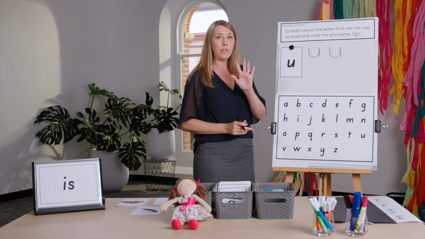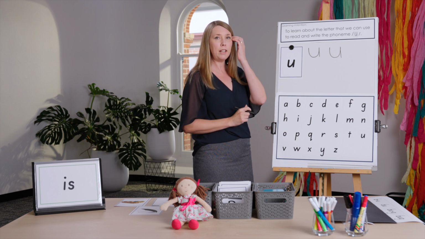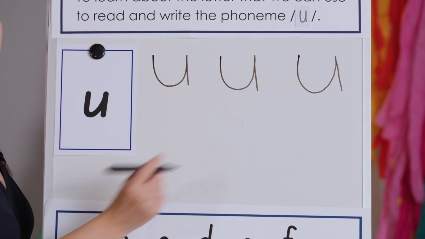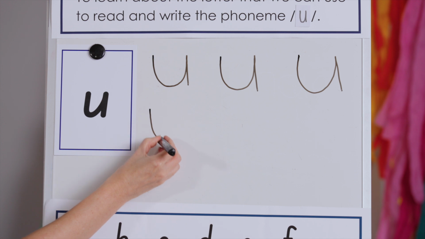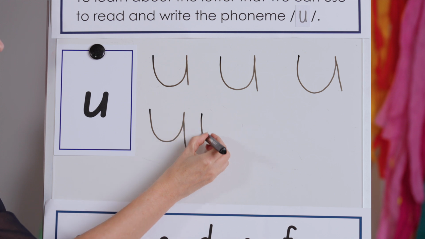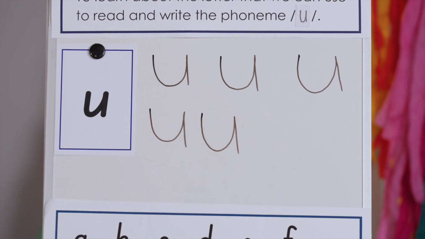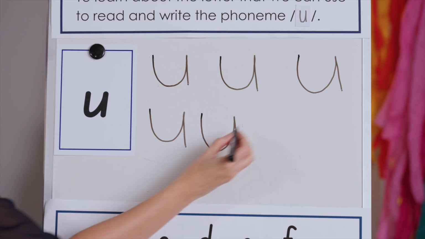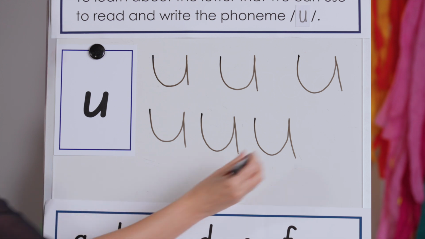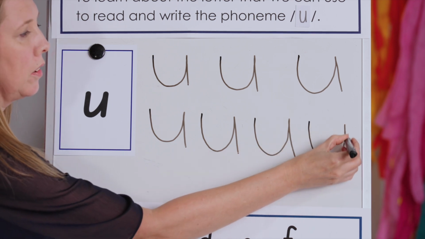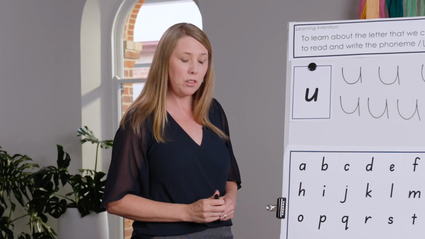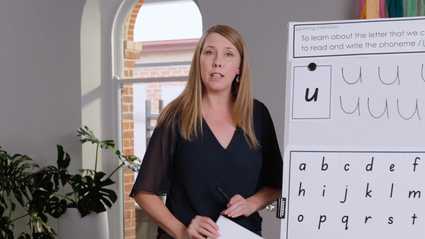Let's write the letter U 5 times. Have you got your pencils and paper ready? Down, curl, up and down. Down, curl, up and down, U. Down, curl, up and down, U. 2 more times. Down, curl, up and down, U. And 1 more time. U. Excellent writing.